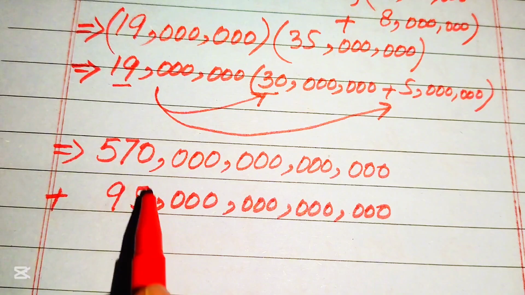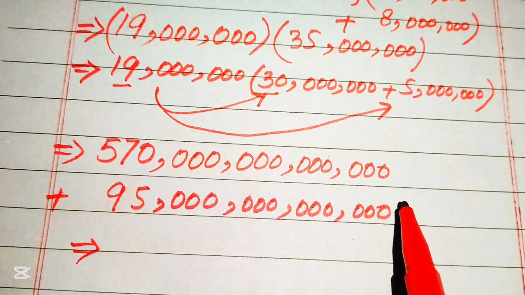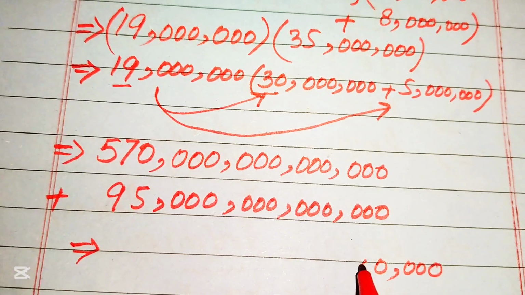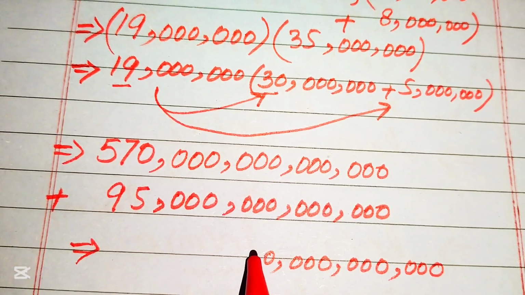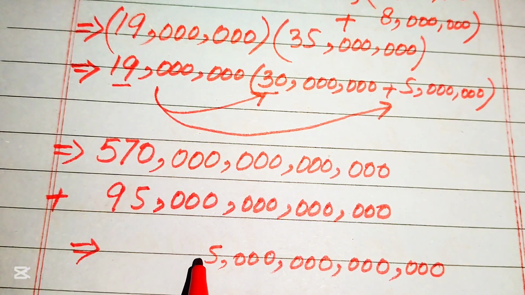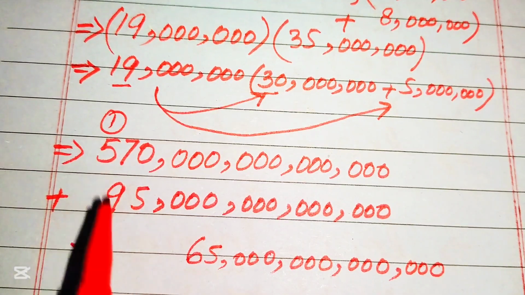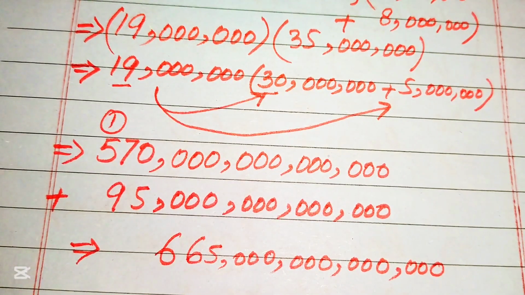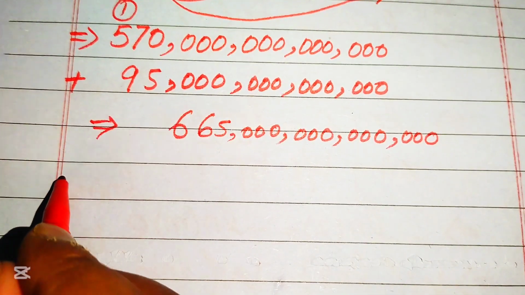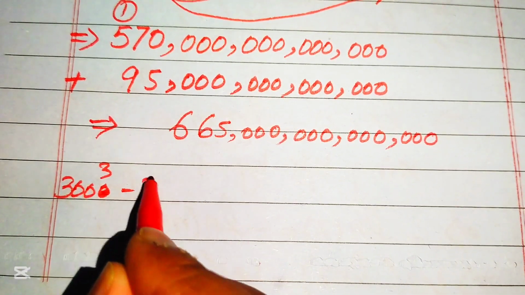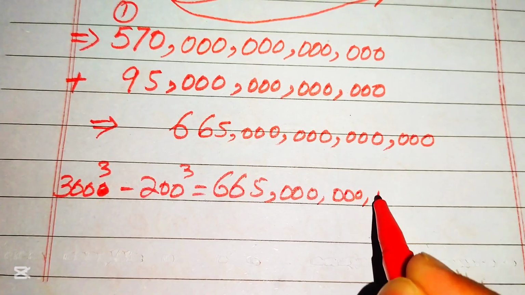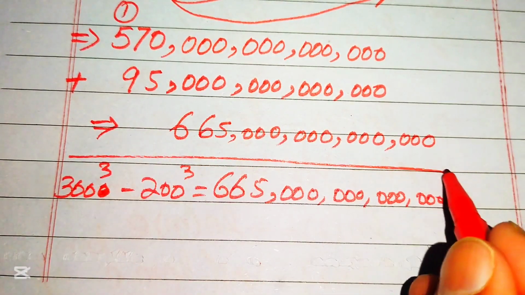When we add these two numbers, first the 12 zeros stay as 12 zeros. Then we add 0 plus 5, which equals 5, and 9 plus 7 equals 16. We write 6 and carry 1, so 5 plus 1 equals 6. Our answer will be written as 665 trillion. Finally, the simplified form of the given algebraic expression, 300 to the power of 6 minus 200 to the power of 6, equals 665 trillion. This is the final answer of this question.